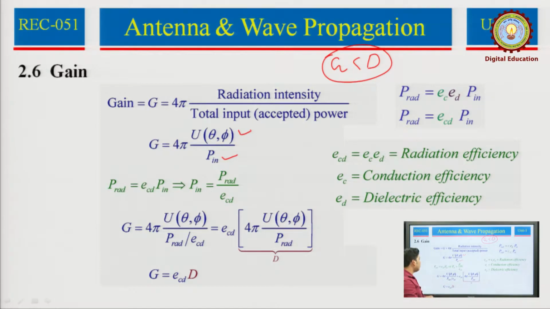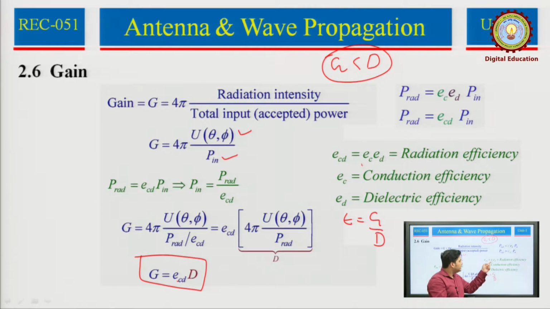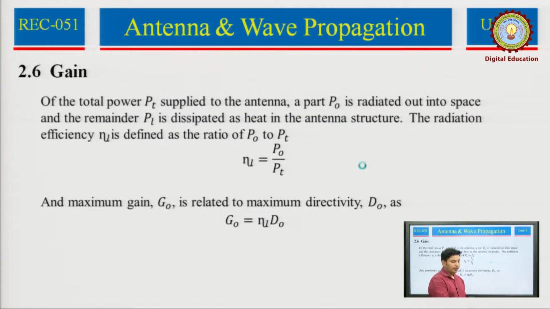There is an alternate formula that is governed from the next topic, that is efficiency of antenna. It is a ratio of gain to the directivity. So, gain can be defined as efficiency multiplied by directivity. There is one more formula, and this is given by this value, where e_cd is e_c into e_d, that is conduction efficiency as well as dielectric efficiency. Okay. So, this way we can define gain of an antenna.